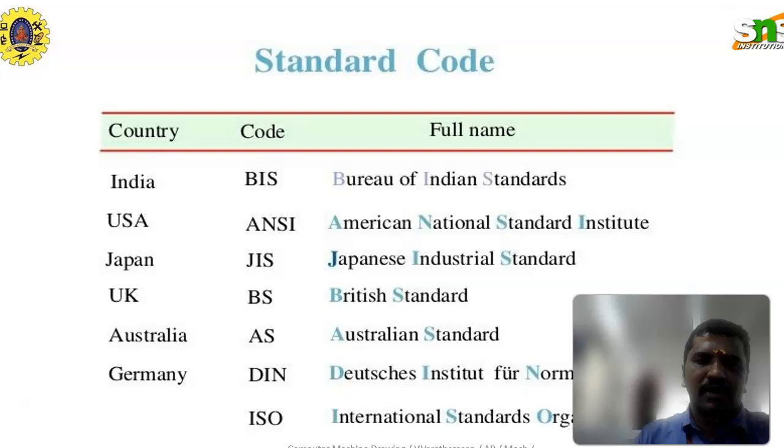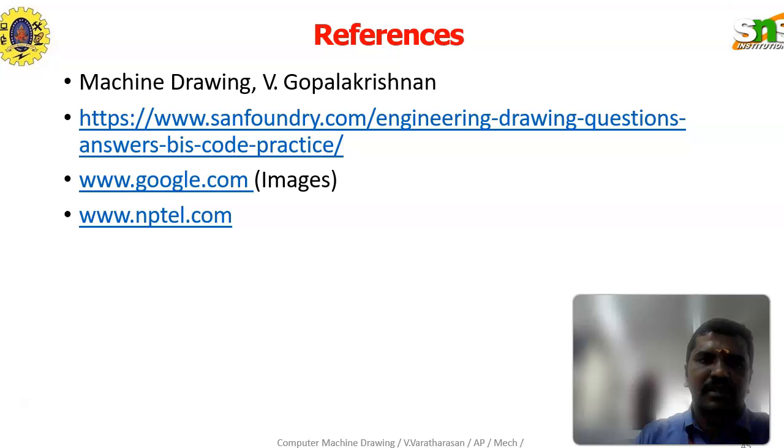These are the standard codes we are using. In India we use BIS, in the USA it is ANSI, American National Standards Institute, and in Japan JIS. BIS means Bureau of Indian Standards. JIS means Japanese Industrial Standard. BS is British Standard. AS is Australian Standard. DIN is the Deutsches Institut für Normung, and ISO is the International Organization for Standardization.